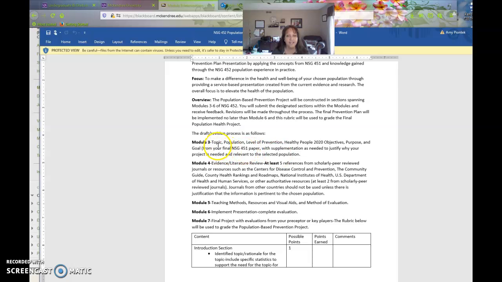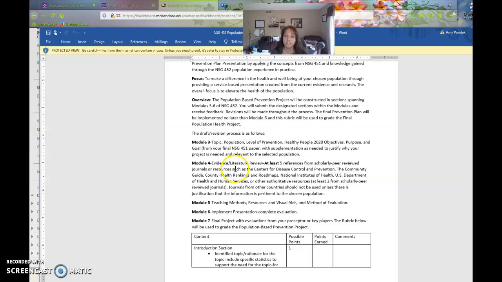And then in Module 3, we're going to be talking about the topic, the population, the level of prevention, looking at those 2020 objectives, and then incorporating some of what you've already created in 451, if you're still doing the same project that you had proposed in 451. Some of you have changed, which is completely fine. You might just have to do a little bit more work and research in order to put the pieces together for your presentation and for this paper.